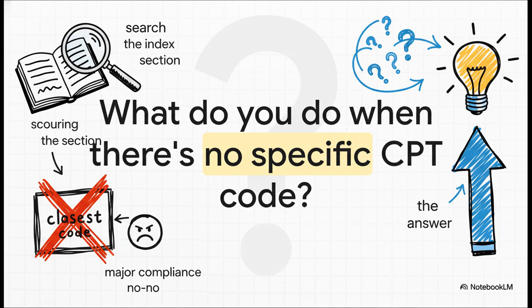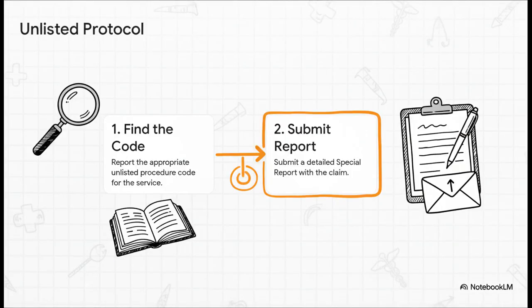Now, you can't just pick the closest code. That is a huge compliance no-no. So, what's the right move? The answer is a really clear two-step protocol. First, you find the right unlisted procedure code for that section, which usually ends in 99. Then, and this part is absolutely critical, you have to write up and submit a detailed special report with the claim.